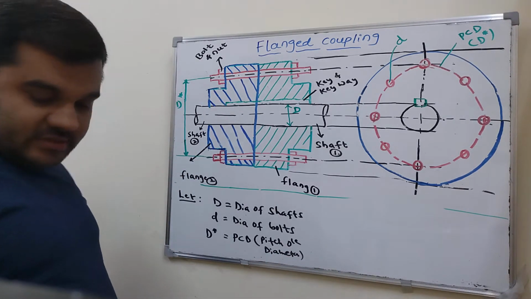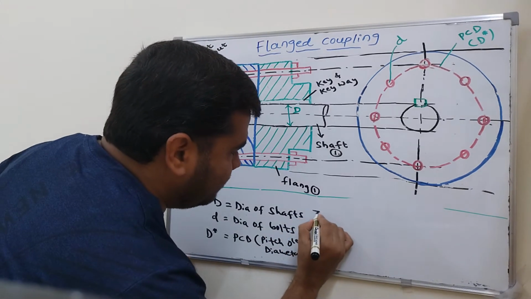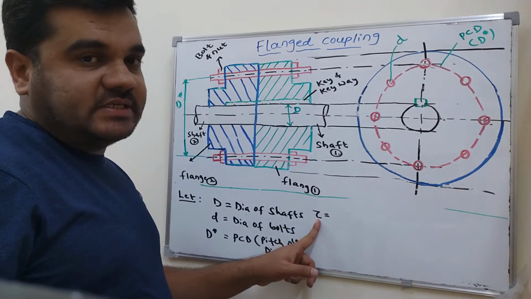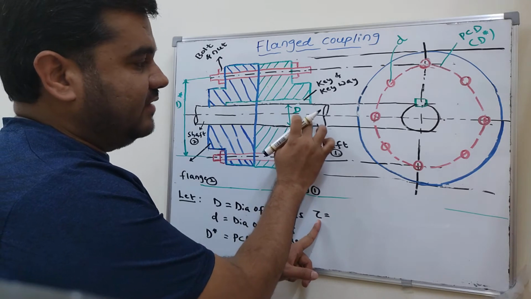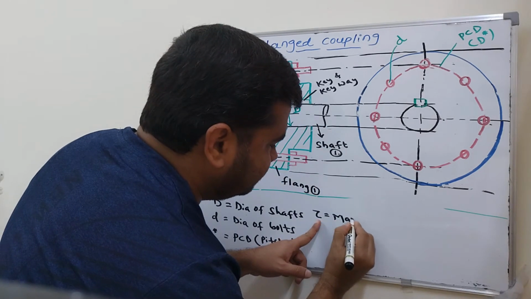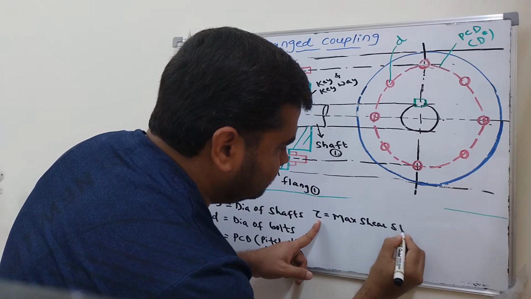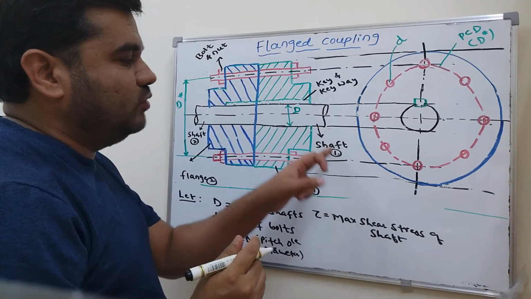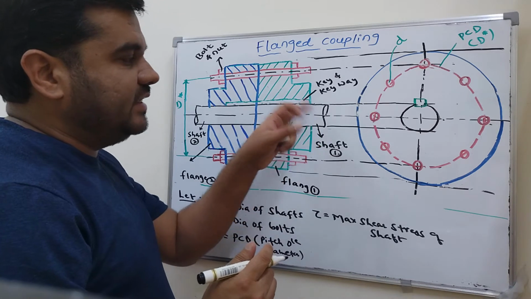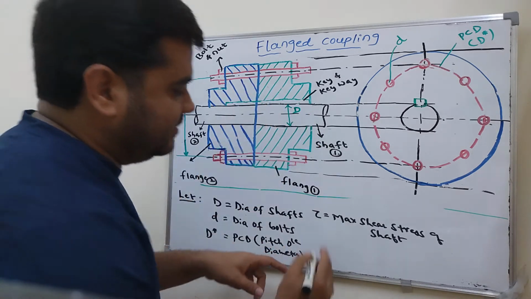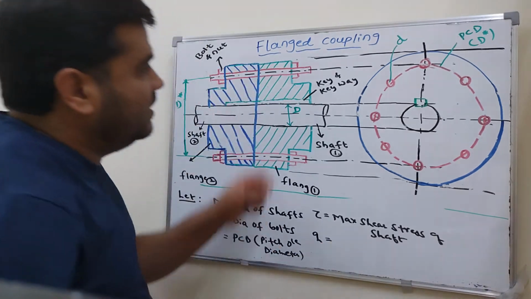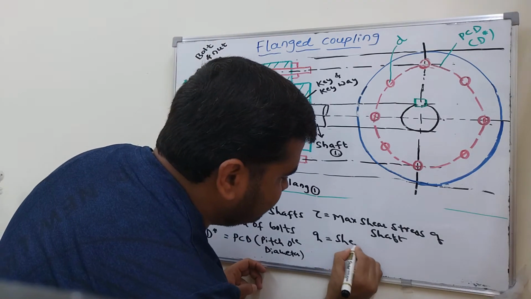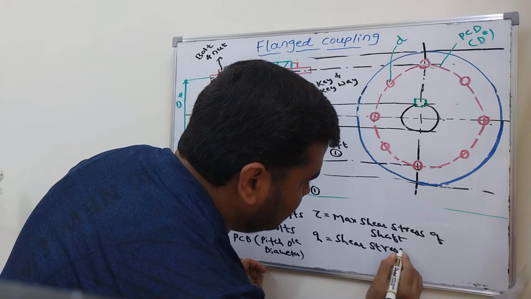Next, tau. Tau equal to, the normal notation we previously used in a number of videos: tau is the shear stress, the maximum shear stress of the shaft, this shaft. We need to start from this shaft, because the motor is connected to this one and it will start with the shear stress and the torque from this shaft. Next, Q equal to the shear stress developed in the bolts, the stress transferred, that is the shear stress in the bolts.